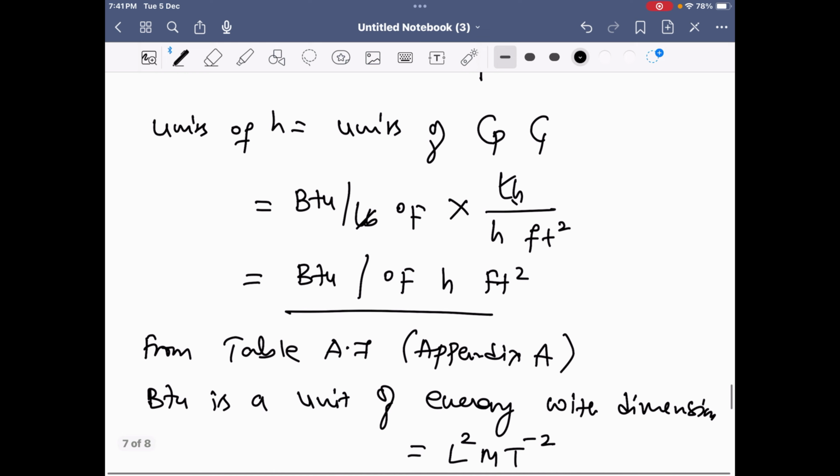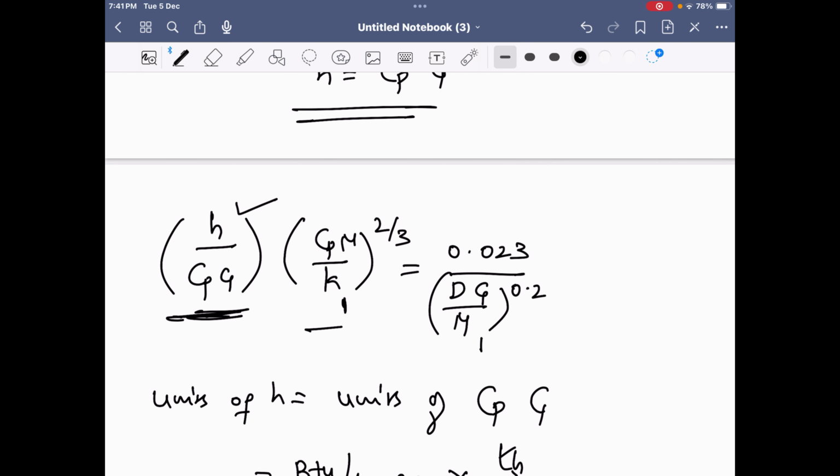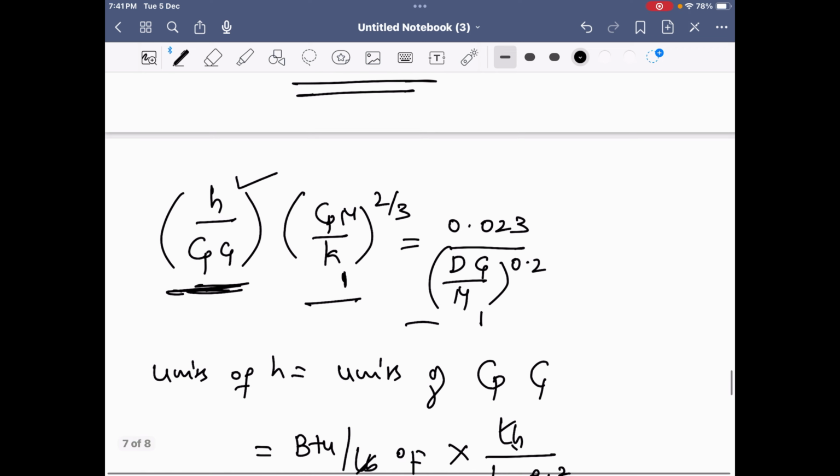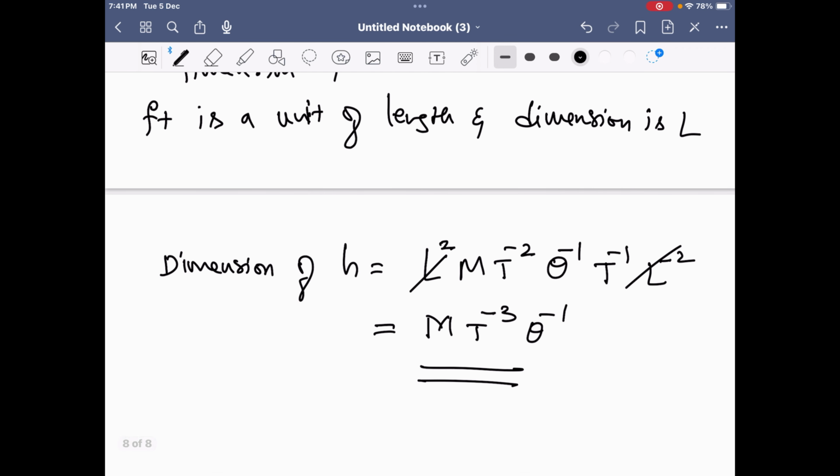We do not need to calculate whether they are consistent or not, but basically we identify the units to understand whether the equation is dimensionally consistent or not. We can understand from this one, and then we can evaluate the H terms. Hope you understood this particular problem. So let us move to the next problem.